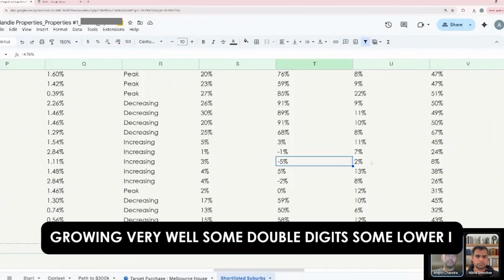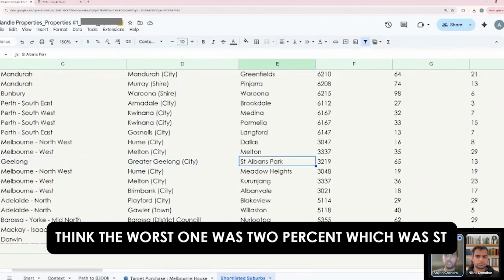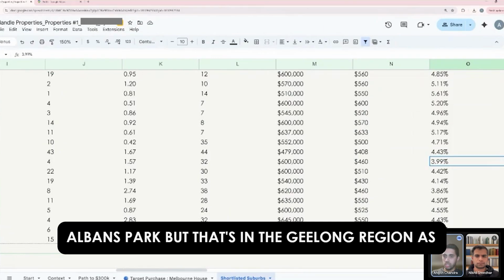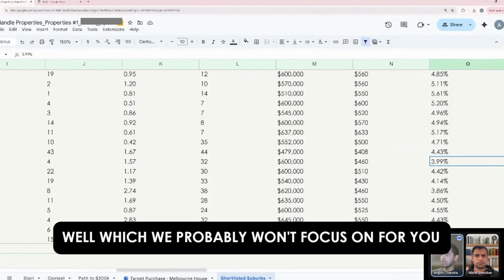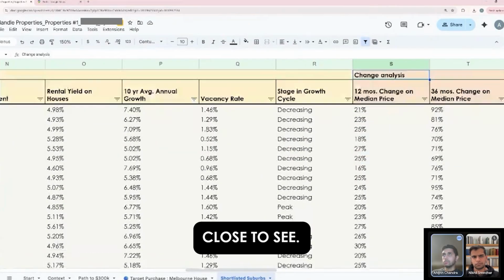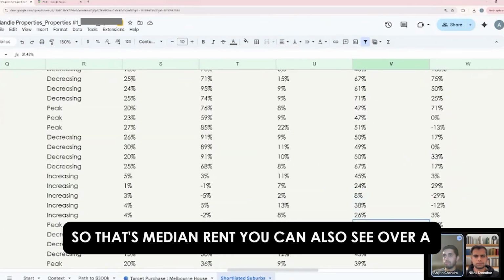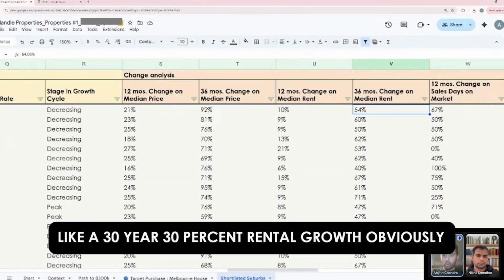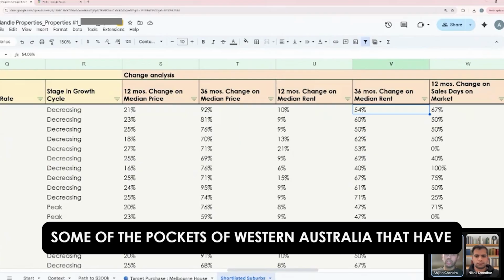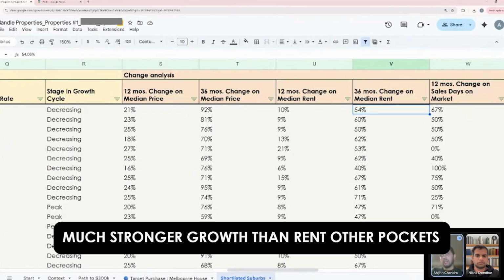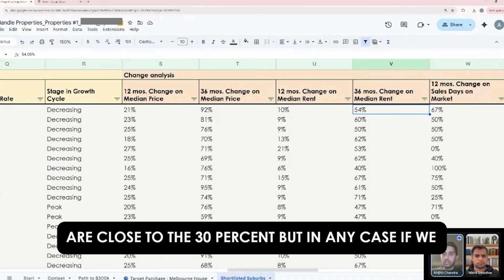Some double digits, some lower. I think the worst one was 2%, which was St Albans Park, but that's in the Geelong region as well, which we probably won't focus on for you because you've got the budget to buy a bit closer to CBD. So that's median rent. You can also see over a 3-year period, you're looking at an average of 30% rental growth. Obviously, some of the pockets of Western Australia that have already finished that growth journey have had much stronger growth in rent. Other pockets are closer to 30%.